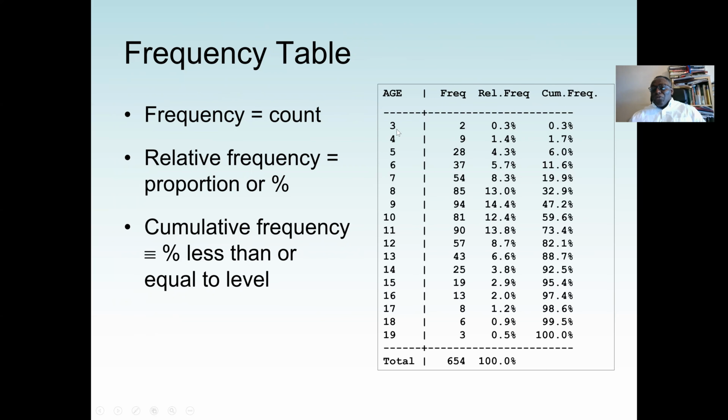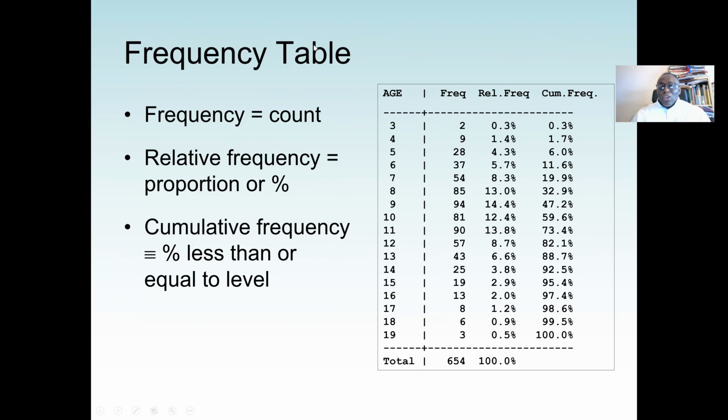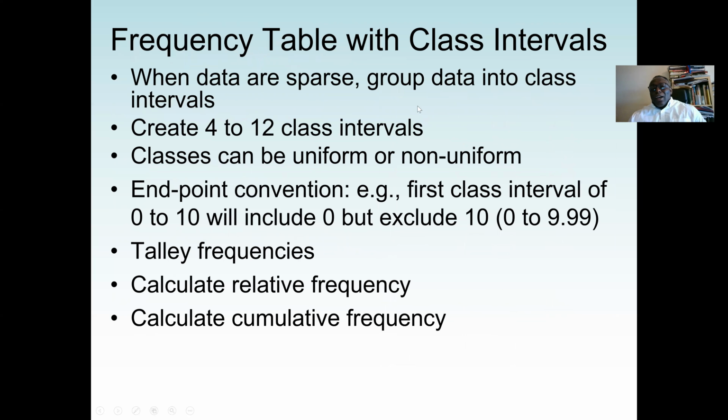Sometimes we may have a frequency table whereby we have to set the number of classes. Here, the number of classes is from 3 to 19, so that will give us like 16 or so. Yeah, around 15. The number of classes is the number of rows we have. So when data are sparse or grouped into class intervals, by assumption, we should have somewhere between 4 to 12 class intervals. So classes can be uniform or non-uniform.